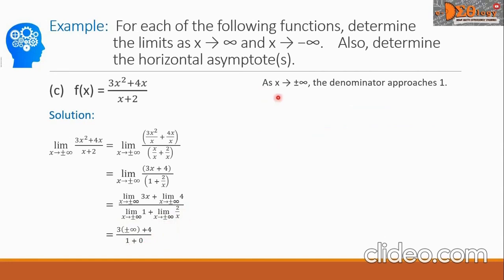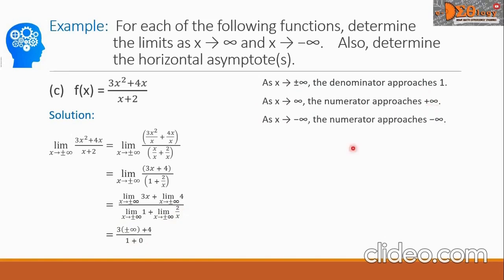We can see that as x approaches plus or minus infinity, the denominator approaches 1. As x approaches infinity, the numerator approaches positive infinity. As x approaches negative infinity, the numerator approaches negative infinity. Therefore, considering one-sided limits, we have the limit of this function as x approaches infinity equals infinity. Also, the limit of f of x as x approaches negative infinity equals negative infinity.